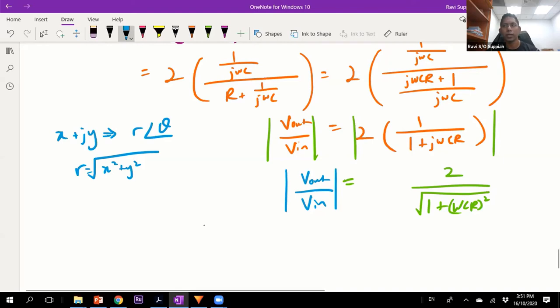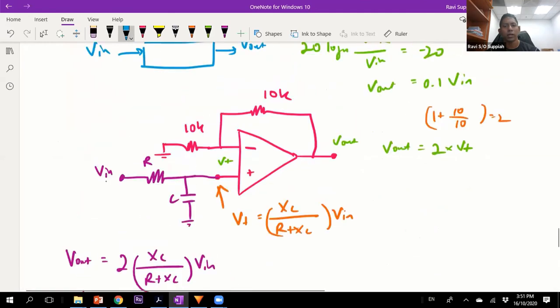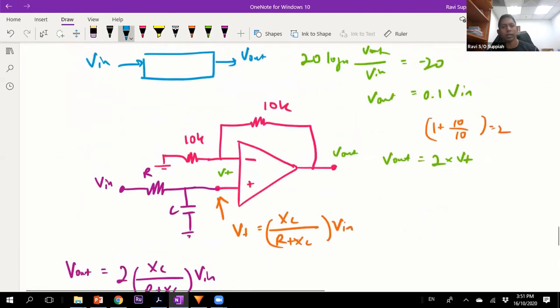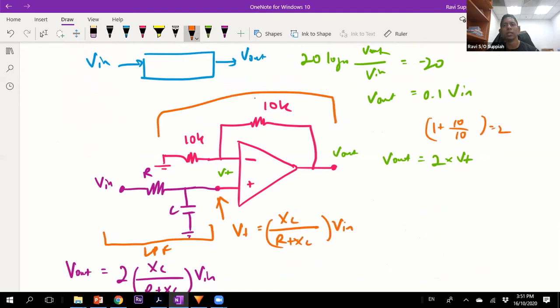Okay, so as I mentioned just now, we are doing the active low pass filter configuration. The first part over here is your low pass filter portion. This part over here is your amplification portion.